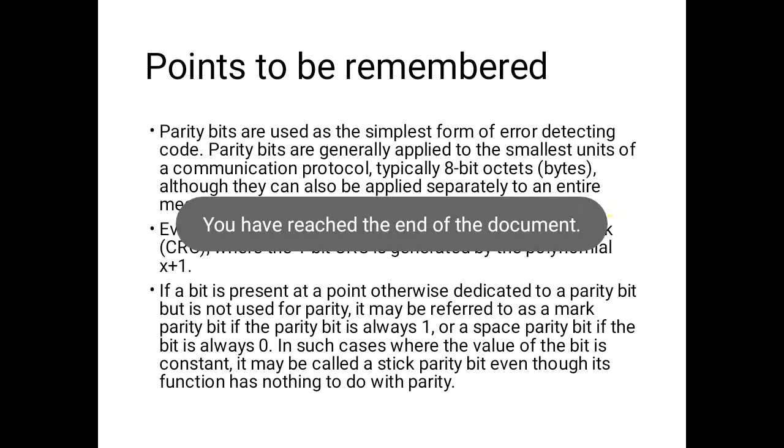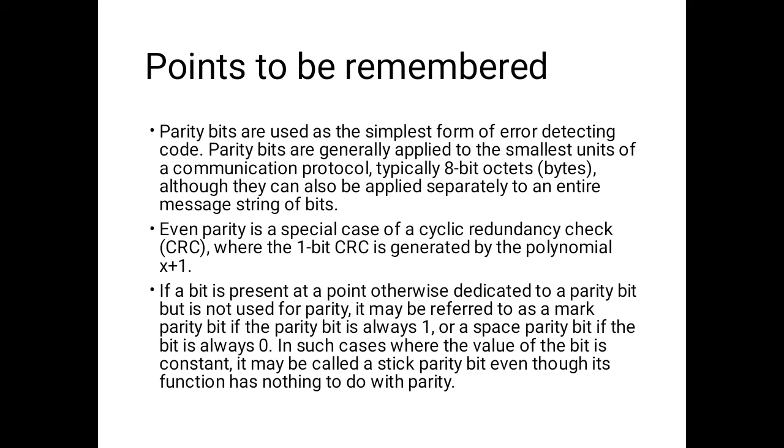The points to be remembered are: parity bits are used as the simplest form of error detecting code. Parity bits are generally applied to the smallest units of a communication protocol, typically 8-bit octet bytes, although they can also be applied separately to an entire message string of bits. Even parity is a special case of CRC, where a 1-bit CRC is generated by the polynomial x plus 1. What is this polynomial x plus 1? We will learn when we come across CRC.